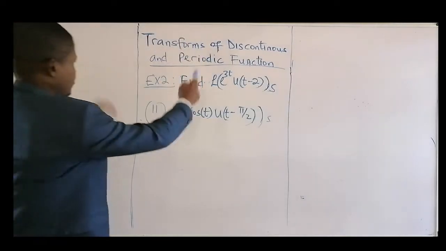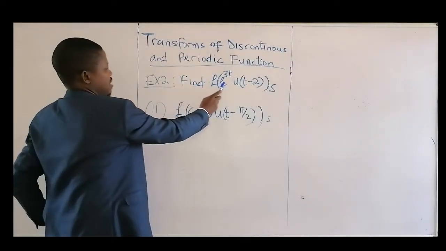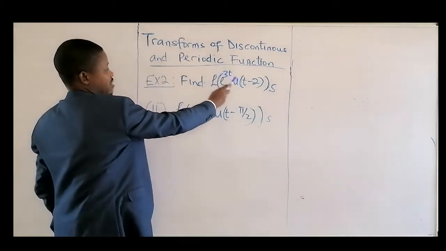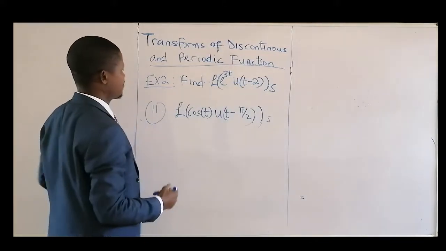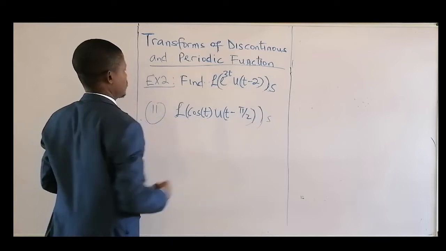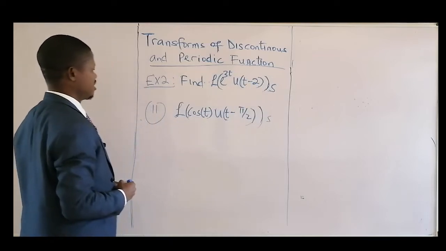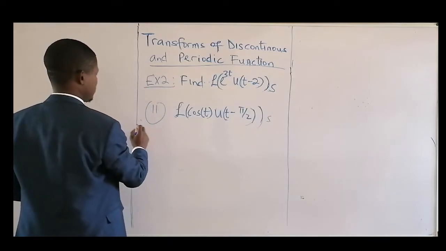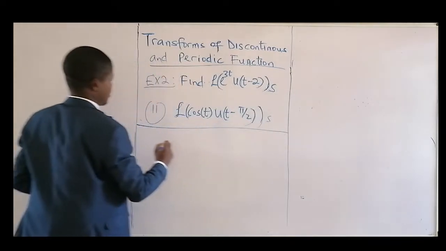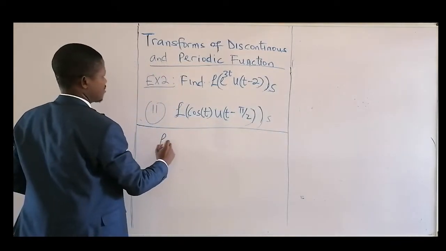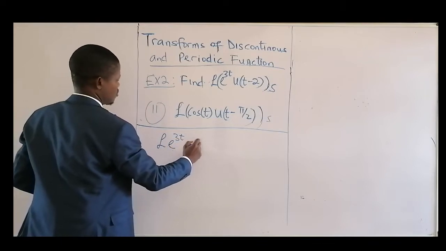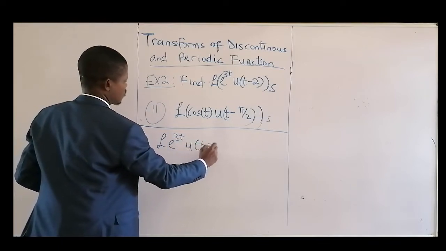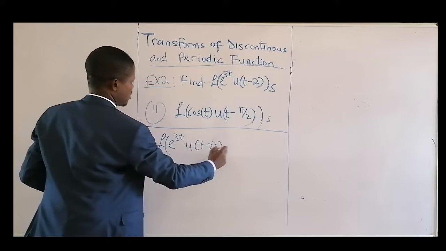Look at the questions we have. Find the Laplace of e to the power 3t times the unit step function shifted by 2, u(t minus 2). So what we can do to this question, question 1, the solution will be the Laplace of e^(3t) u(t minus 2).